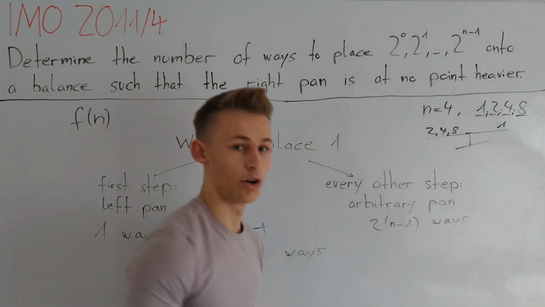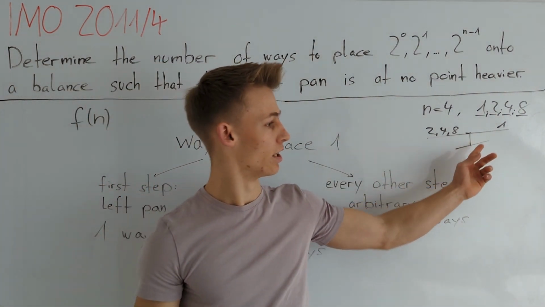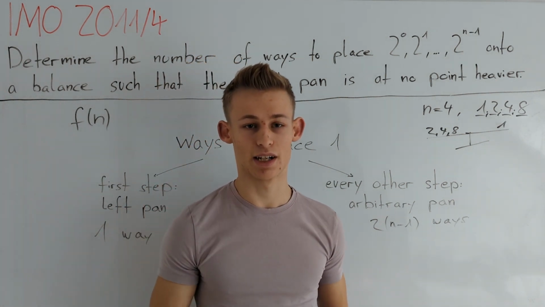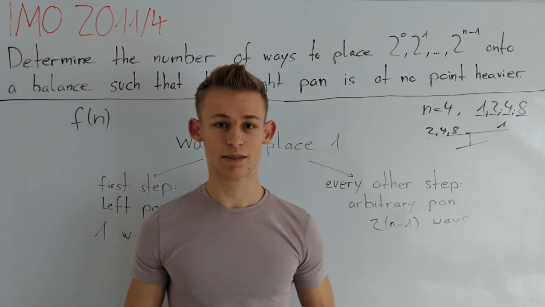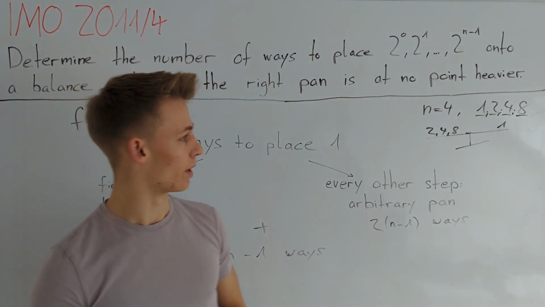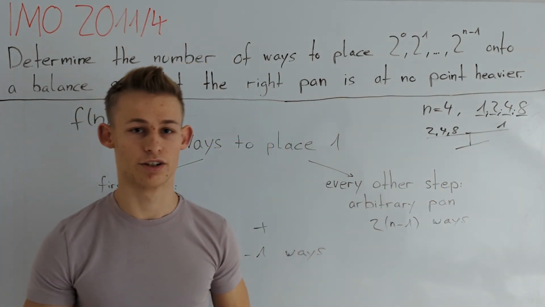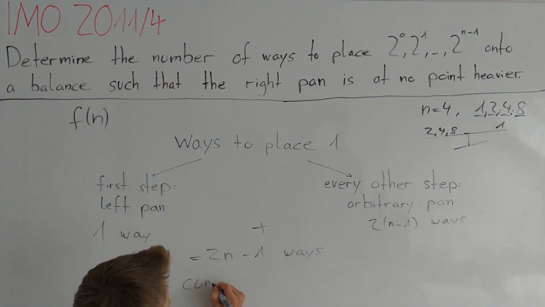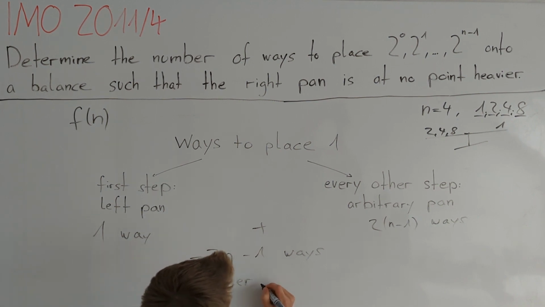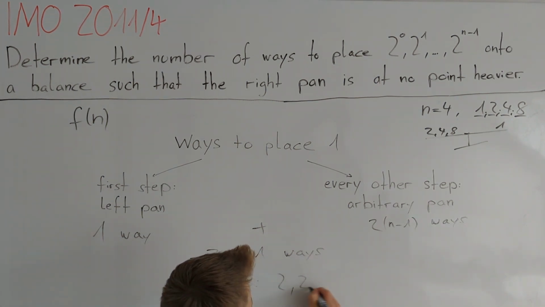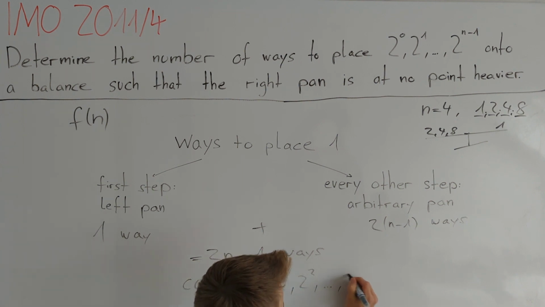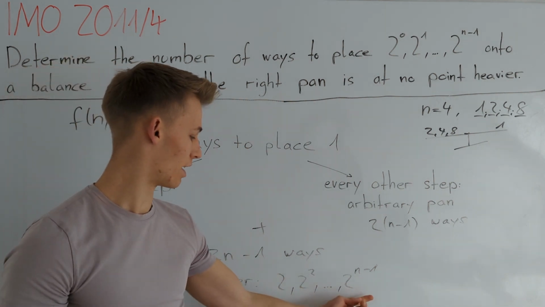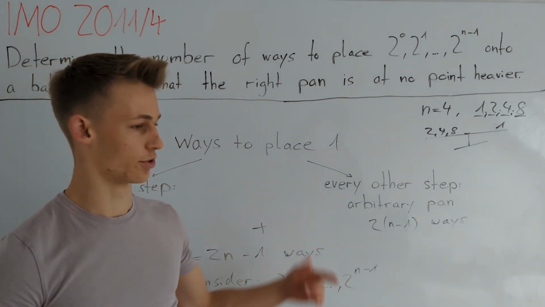the weight 1. Now recall that only the heaviest weight on the pan at every point is relevant, since its weight is greater than the sum of the weights lower than it. This means especially that our weight 1 has no impact onto the placements of the other weights. So consider the weights 2, then 2 to the power of 2, and so on, up to the weight 2 to the power of n minus 1. Now we can have a look at how many ways there are to place these weights onto the pans.